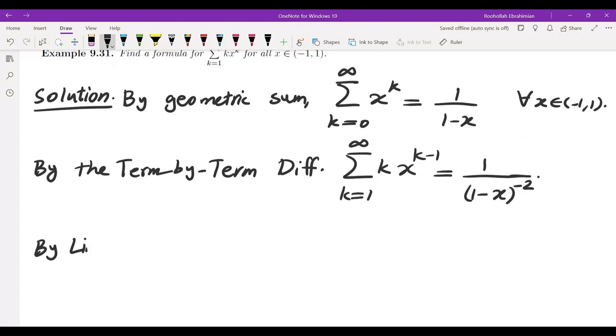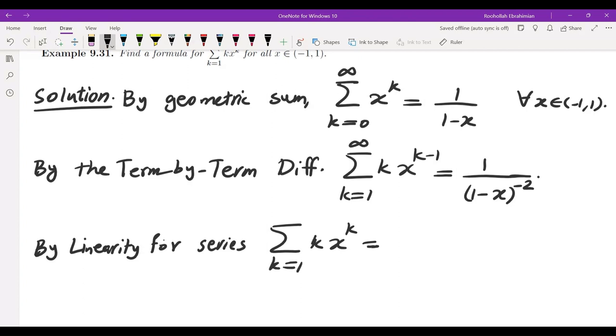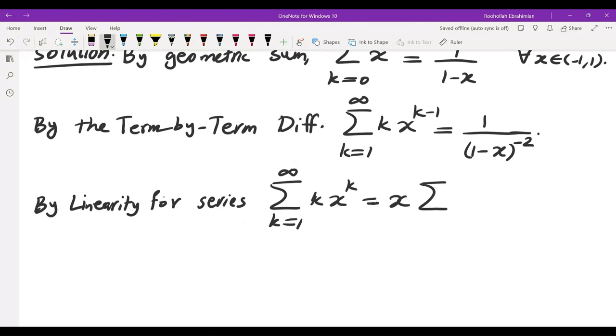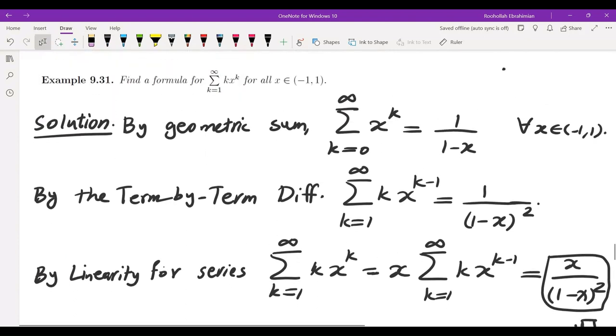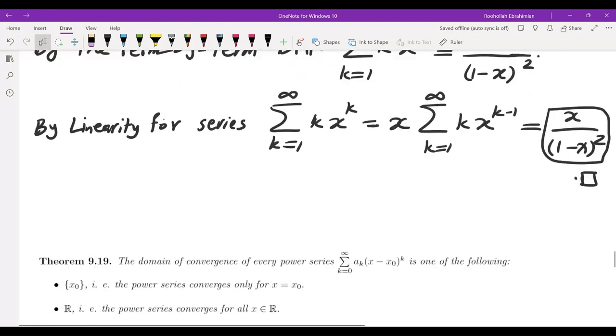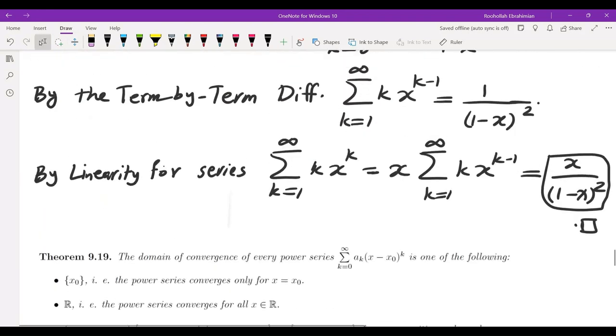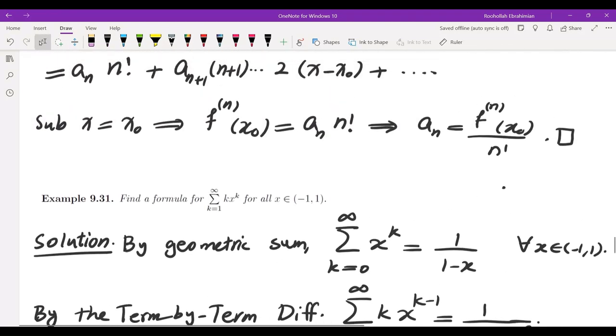So by linearity for series, the sum of k x to the power of k, k equals 1 to infinity, is the same as x times the sum of k x to the power of k minus 1. And all we need to do is to multiply x through. So it says, and this is 2, not negative 2, x over (1 minus x) to the power of 2. So this is the answer for that sum. So that sum is x over (1 minus x) squared. Okay. So that is an application of what we did.